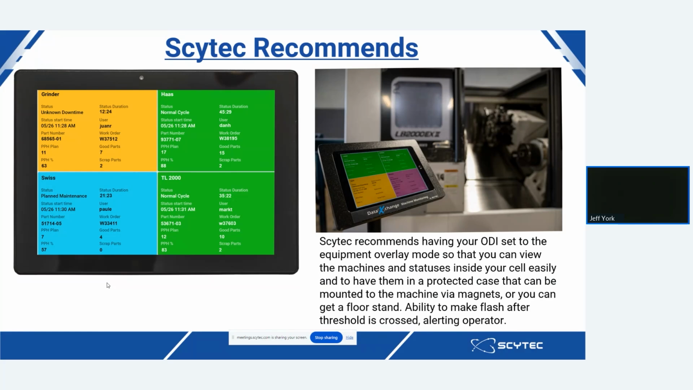And there also is an ability to have the ODI set to flash once a machine's status has crossed a certain threshold. For example, you could have a machine that has been in an unknown downtime for longer than a half hour. Once it crosses that 29th minute and 59th second, that machine square that you will see, like a grinder or that Haas in that image, will start to flash, alerting the operator to let them know that something needs to be attended to on the machine.